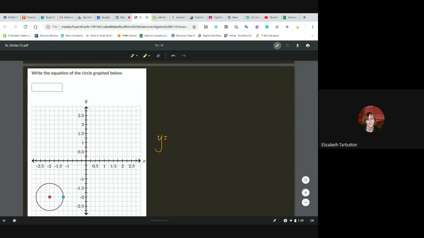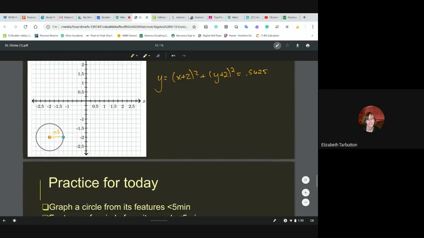y equals x plus 2 squared, because our center is at -2. x minus -2 is x plus 2. y plus 2, because we're at -2, and y minus -2 is plus 2, equals 0.5625. Where did I get 0.5625? This radius is 0.75, and when I square 0.75, I get 0.5625.